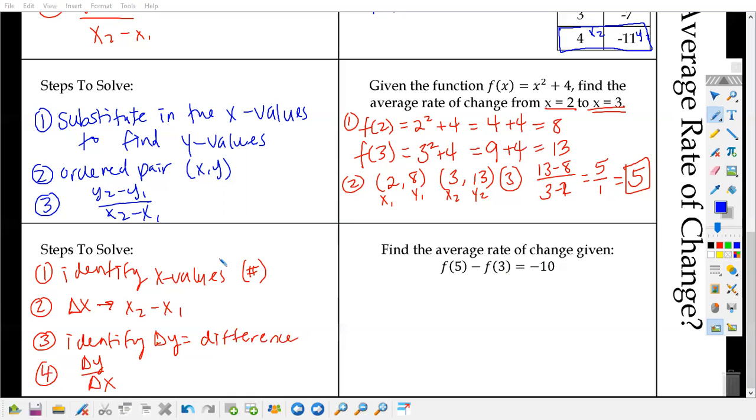So here we go. Identifying our x values. So for this problem, step 1, our x values are going to be 5 and 3. Okay. X2 is your larger x. X1 is your smaller x. Does that make sense? All right. So step 1 is done. So therefore, step 2, to find our delta x. Our delta x equals x2 minus x1. So in this case, it's going to be 5 minus 3, which equals 2.